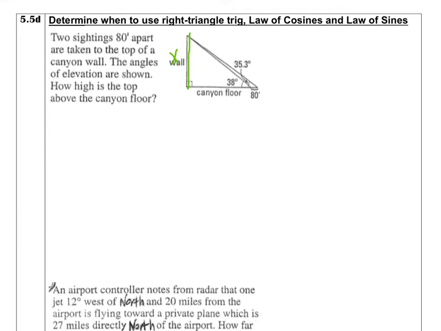Now, what I like to do with this problem, because this is such a small skinny triangle, is redraw it and kind of exaggerate it a bit. So let me show you what I mean. What I did is made more room in here, and let's relabel the data. So right here is a 38 degree angle. This one right here is 35.3 degrees. And we know that this length right here is 80 feet. Now we need to find the height of this wall.